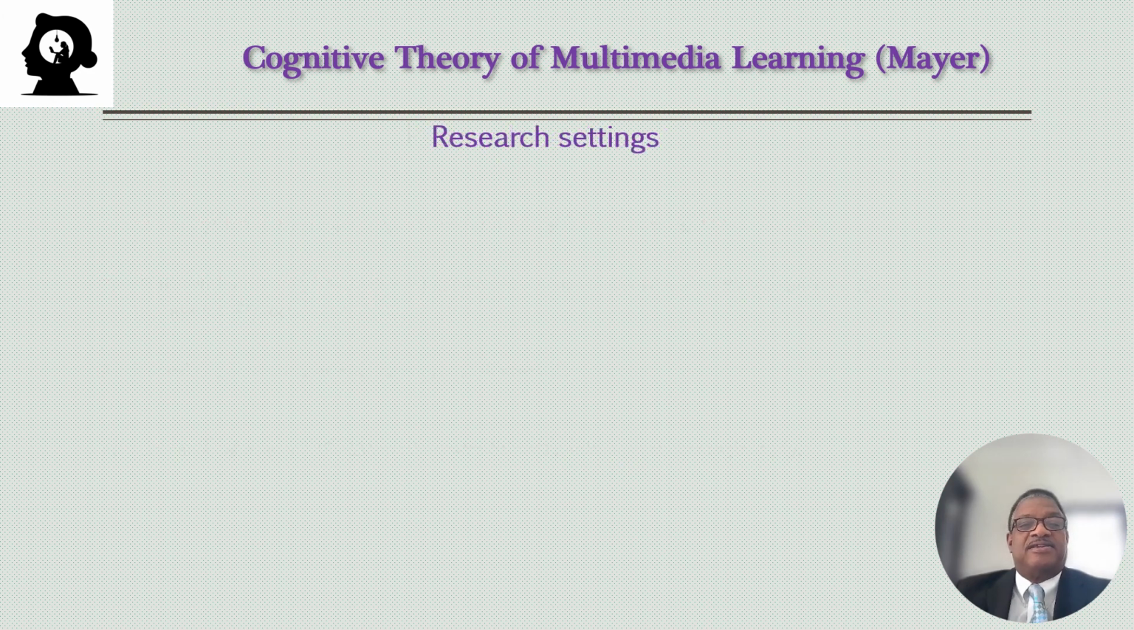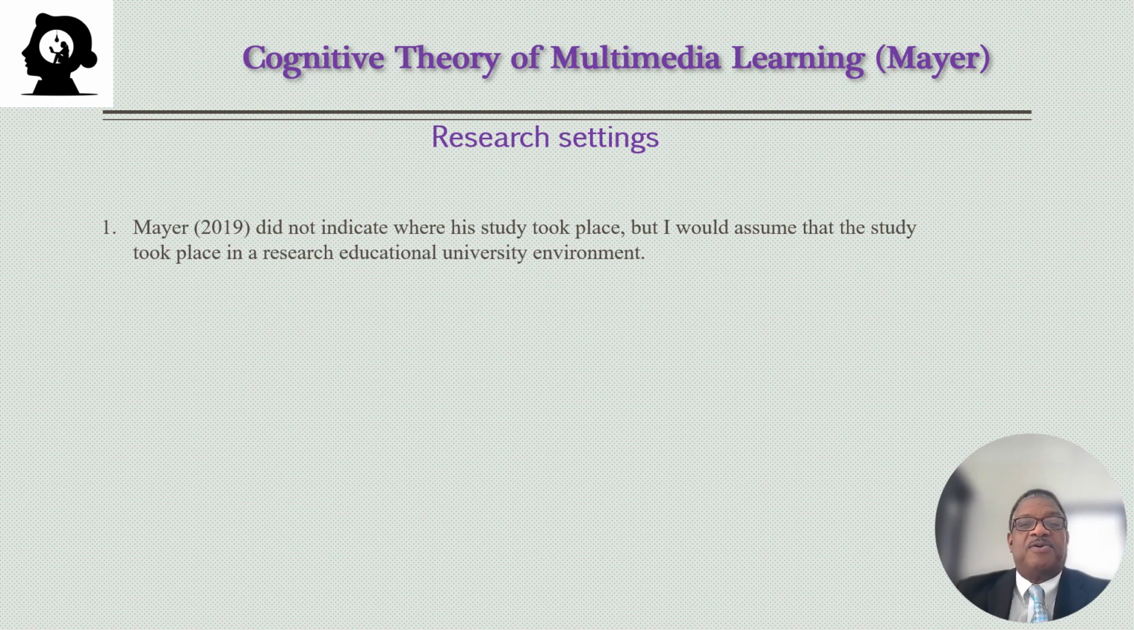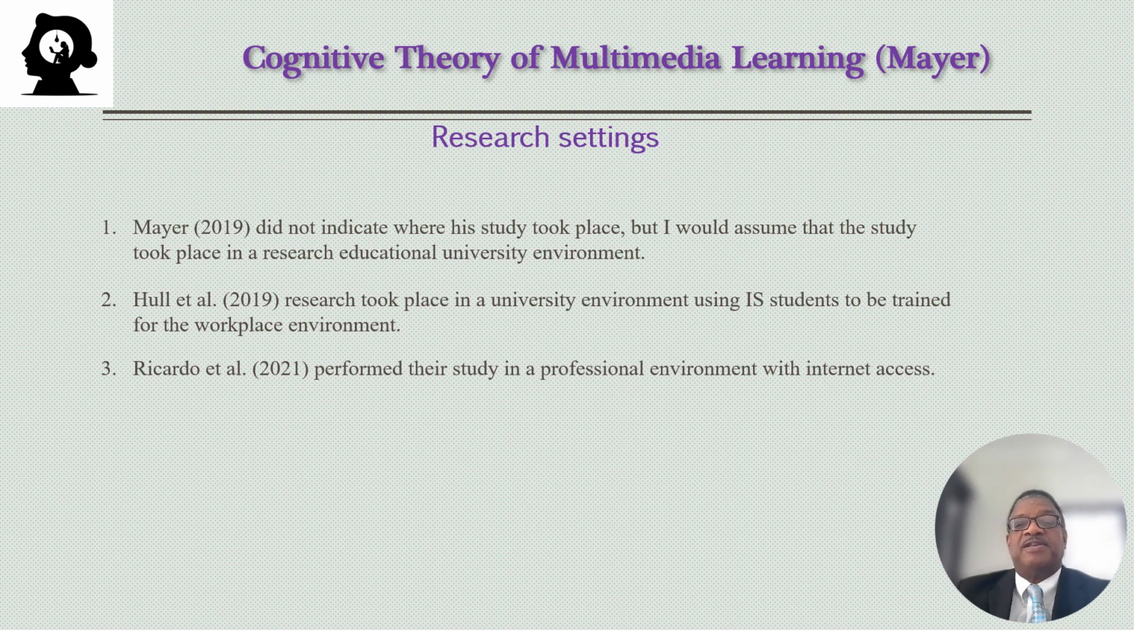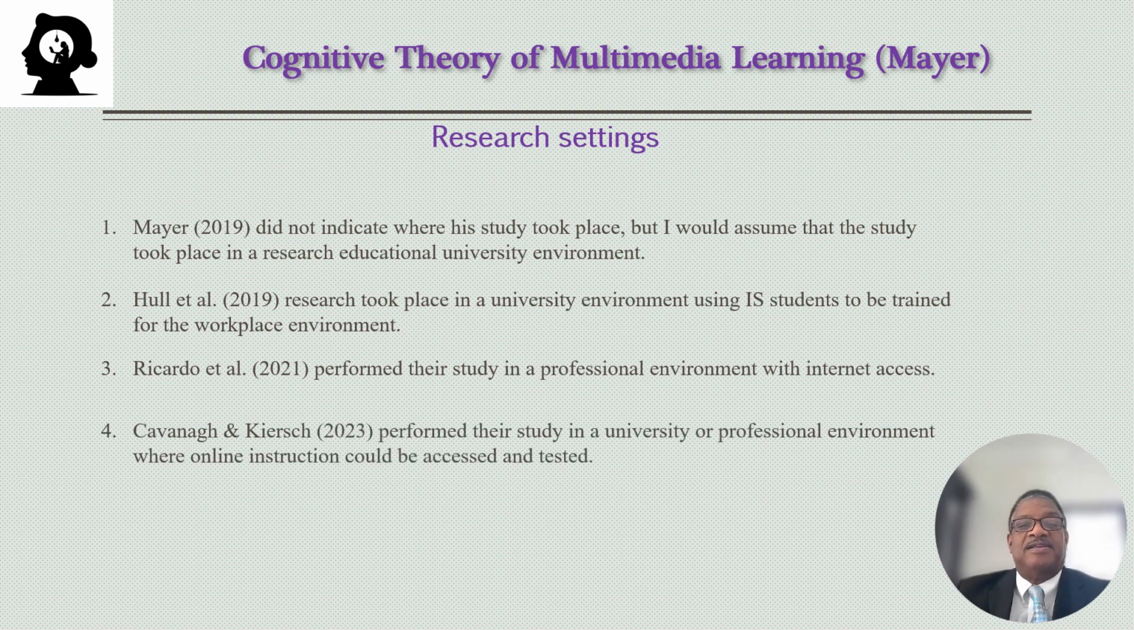Okay, so in the settings, Mayer did not indicate where his study took place, but I assume that the study took place in a research, educational, university environment. Hull and his team's research took place in a university environment using IS students to be trained for the workplace environment. Then Ricardo and his team performed their study in a professional environment with internet access. And then Kavanaugh and Kirsch performed their study in a university professional environment where online instruction could be accessed and tested.